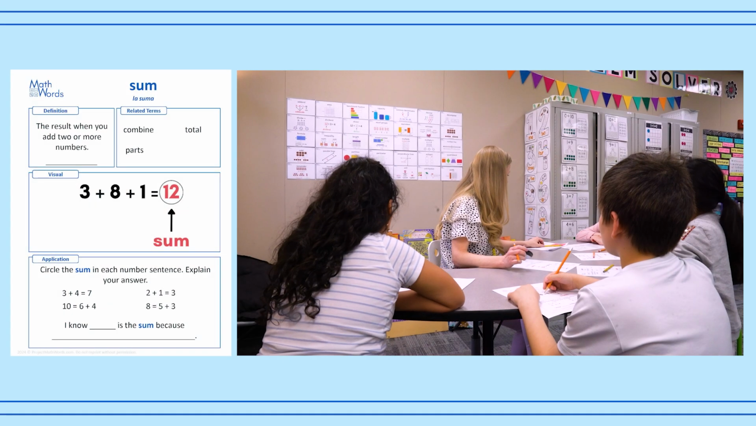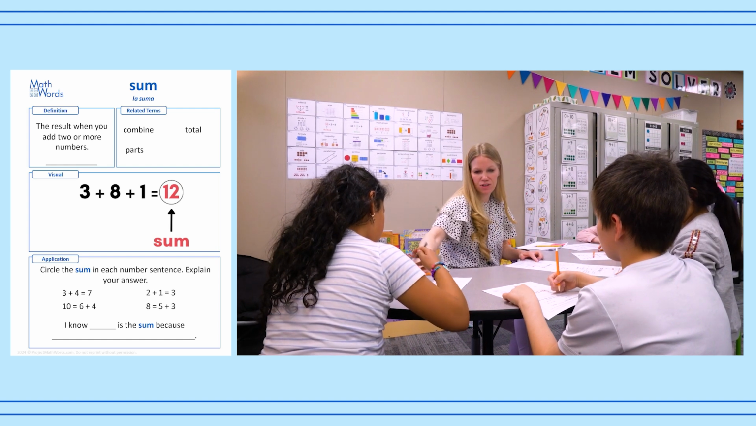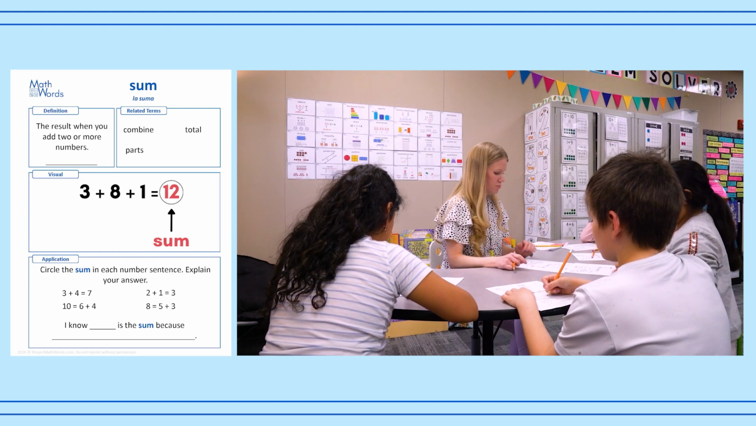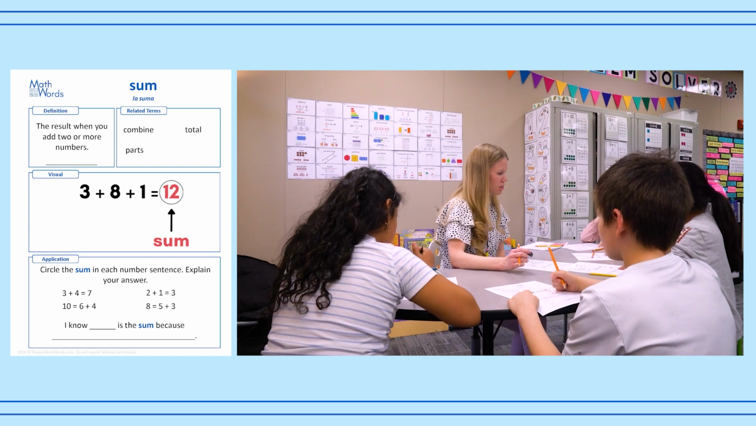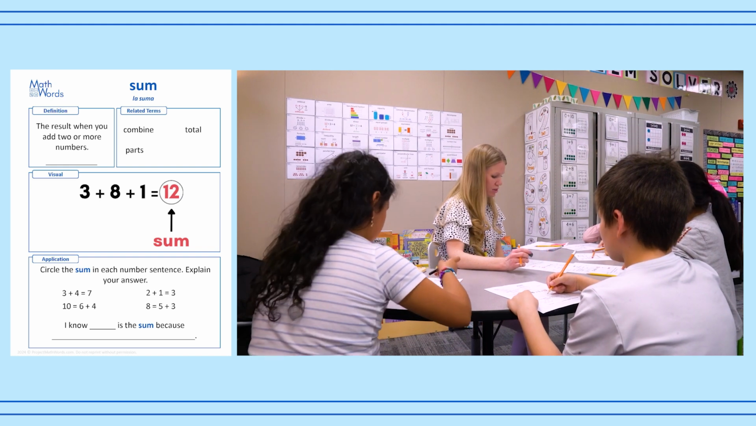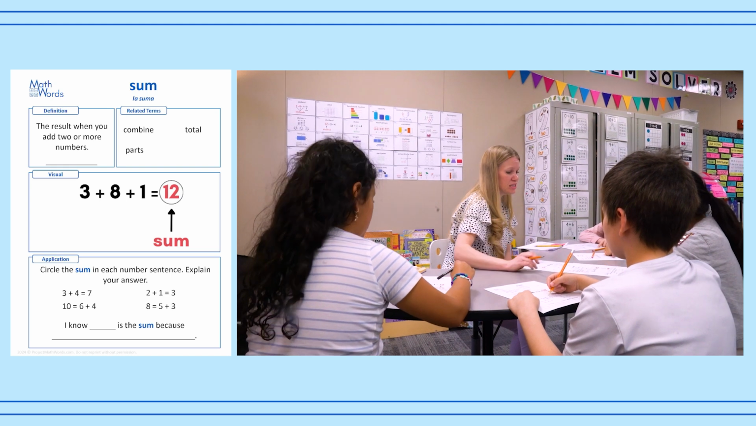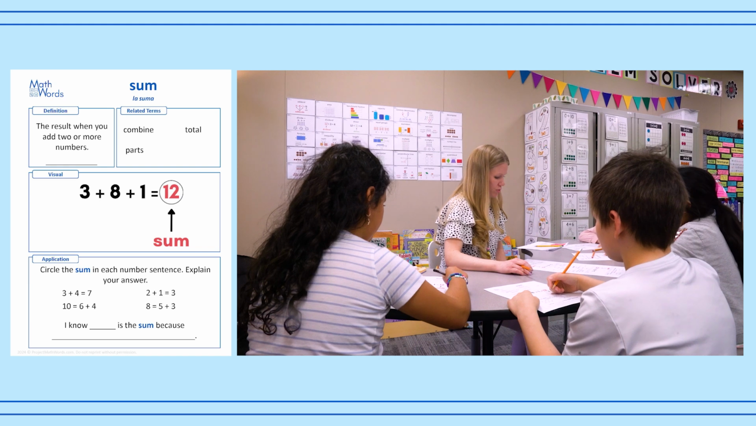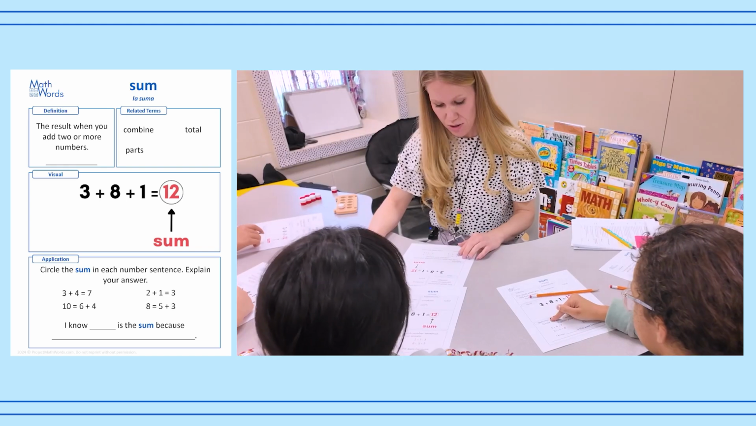All right, let's go ahead and scoot on down to where you see application at the very bottom of our map. Point to that word application. Good job. All right, so what we're going to do, we're going to circle the sum in each number sentence, and then we're going to explain our thinking. We can use the sentence stem at the bottom to help us with that, okay? So I'm going to do the first one for you as an example, and then you're going to help me with the rest. So let's take a look.